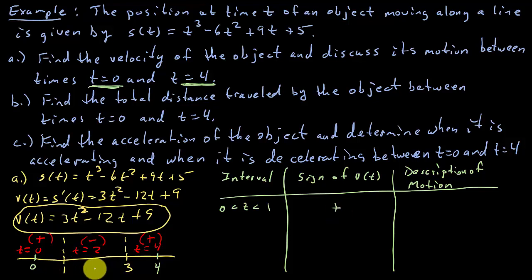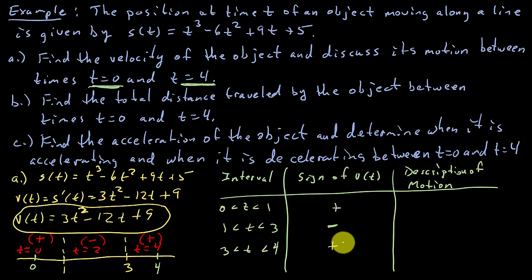And then I know from 1 to 3, so 1 less than t less than 3, that sign is negative. And from 3 all the way to infinity, the velocity is positive. But all I care about is 4, that's where it cuts off. So from 3 to 4, the velocity is positive.